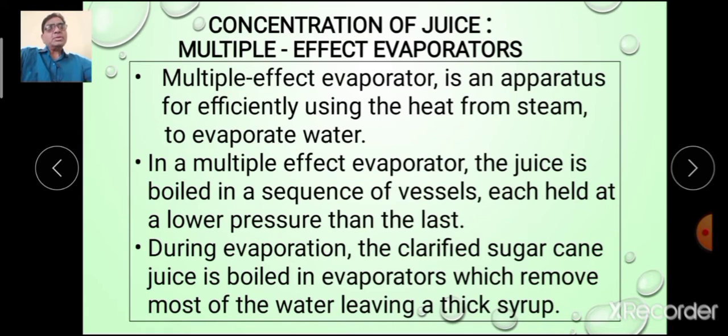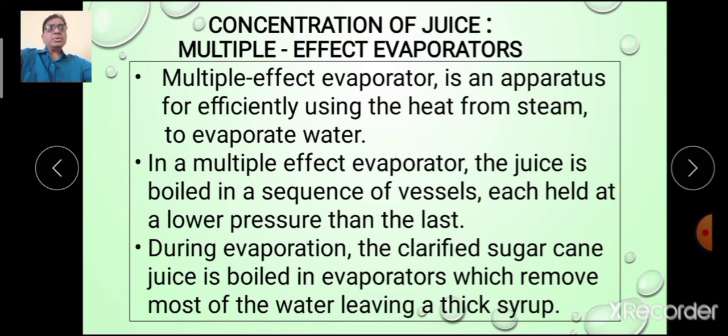Here the juice is boiled in a sequence of evaporators, each held at lower pressure than the last. That is, the first evaporator has more pressure than the second. The last evaporator has lower pressure than the second, which again has lower pressure than the first. This causes the boiling of the juice at a lower temperature.